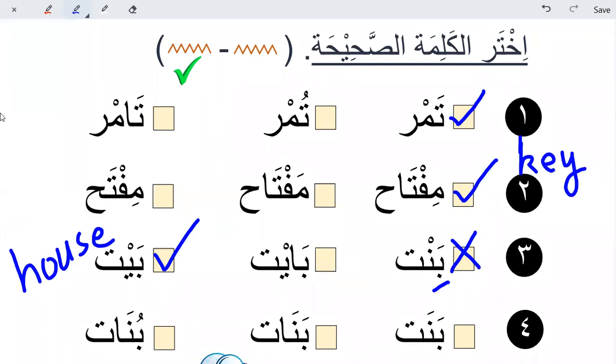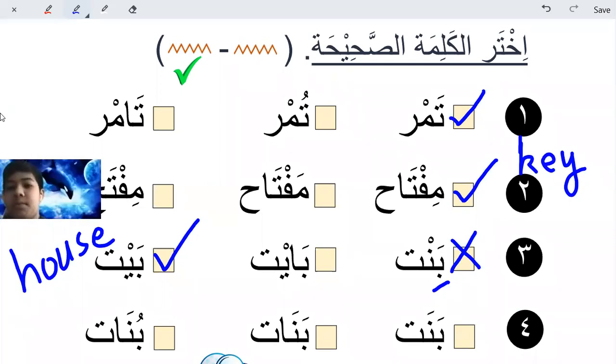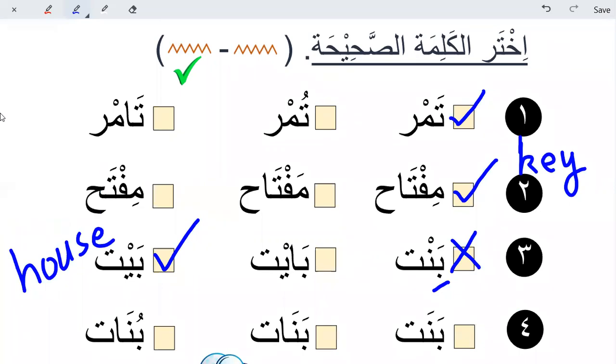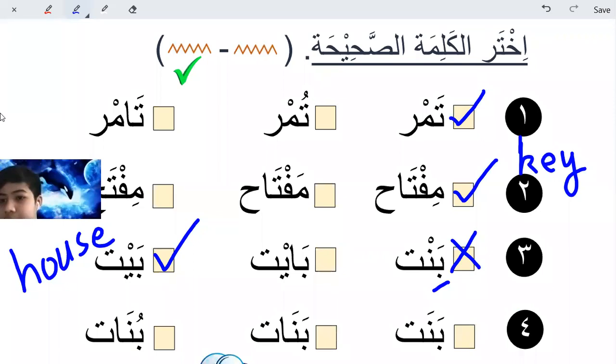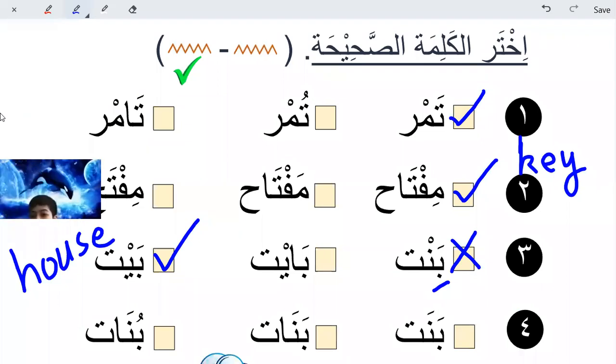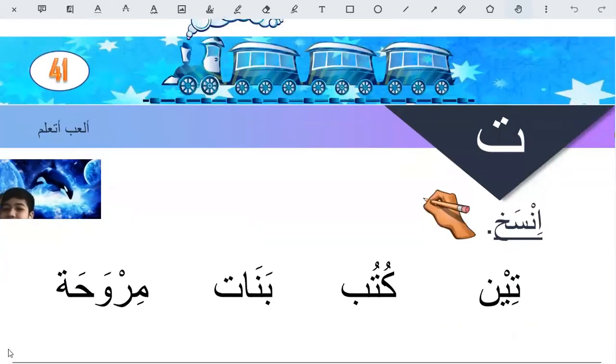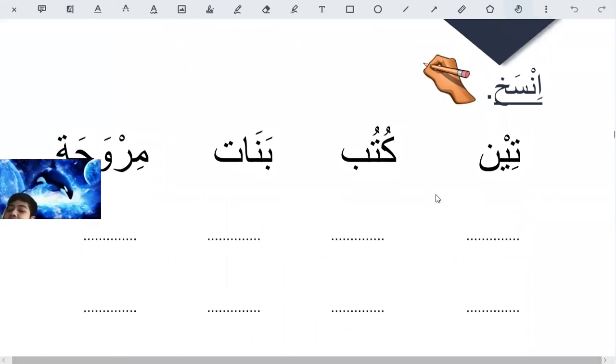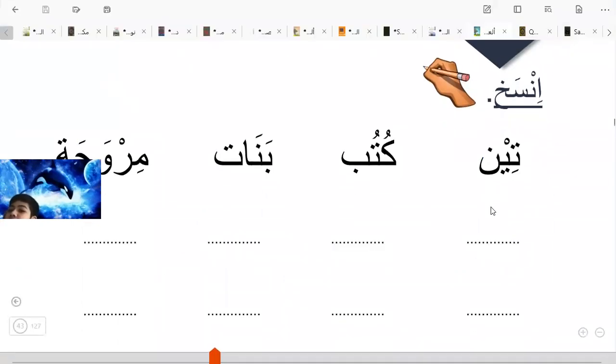Banana. Oh, it's the binat. No, there's no binat. So it's that one. The second one. Yes, second one. Meaning? Girls. It is a word, okay? So now we read these words and tell me their meaning.